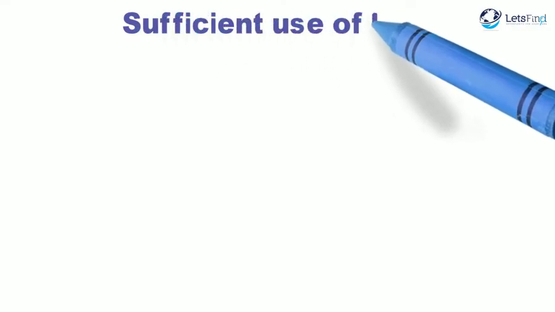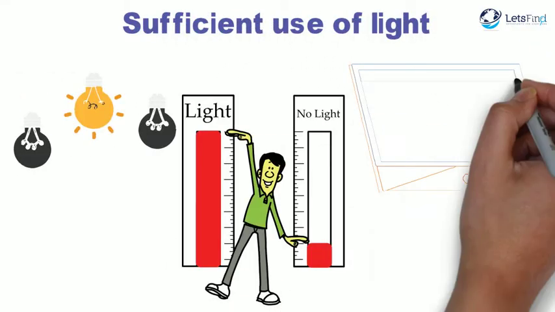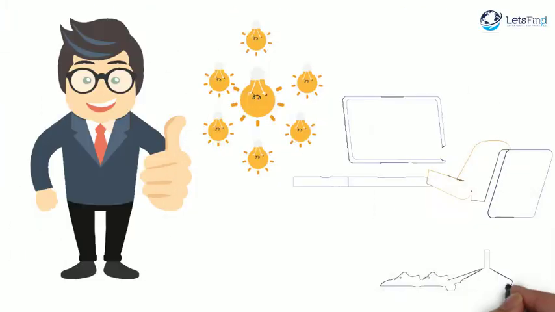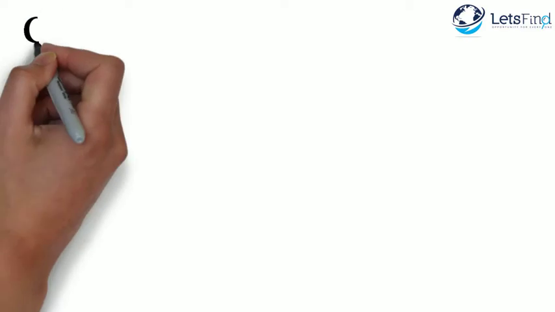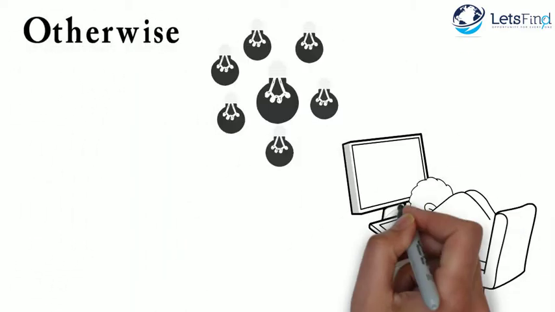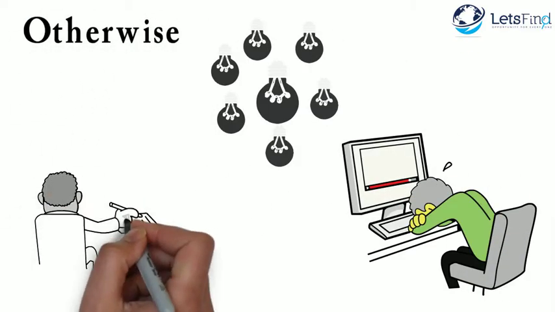1. Sufficient use of light. Lighting makes a massive difference in the quality of a video. Always ensure to have maximum lighting before capturing your lectures. Otherwise, with less light, your video will look substandard even if you have excellent teaching skills.